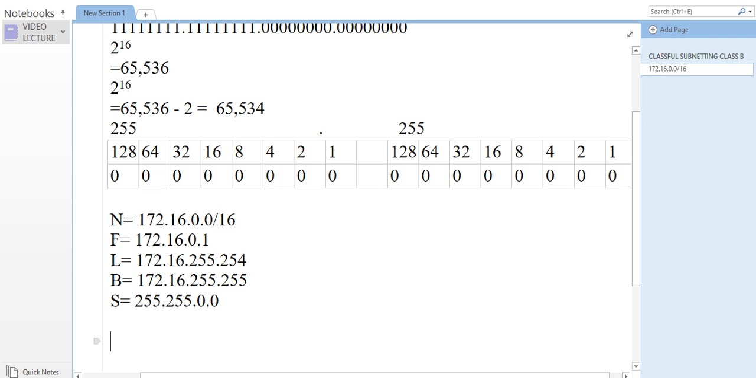So the next network would be 172.17.0.0. The next one will be 172.18.0.0, next one 19, next one 20. It goes like that until the whole of this third octet also exhausts to 255. Then this one becomes 173. So that's it. Prefix 16.